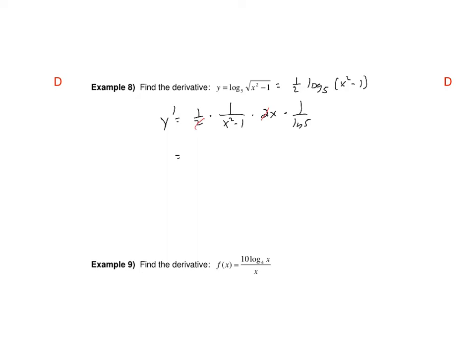Simplification, my 2's can simplify off. So I'm going to have an x in the numerator. I'm going to have a natural log of 5 and an x squared minus 1 in the denominator.